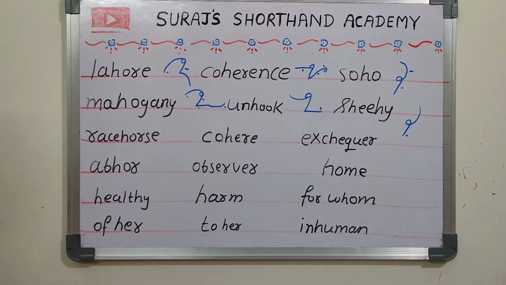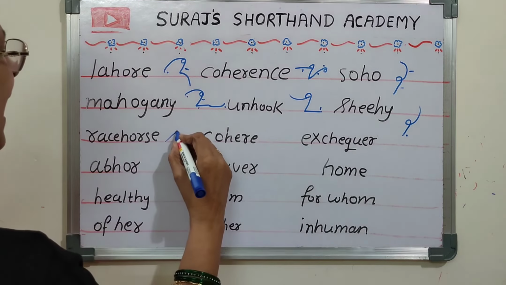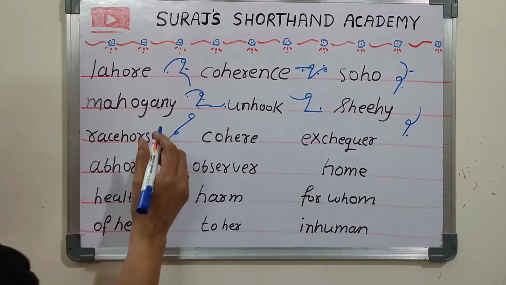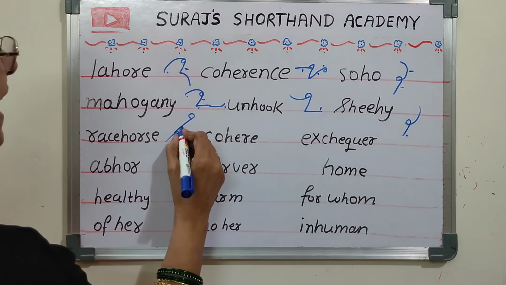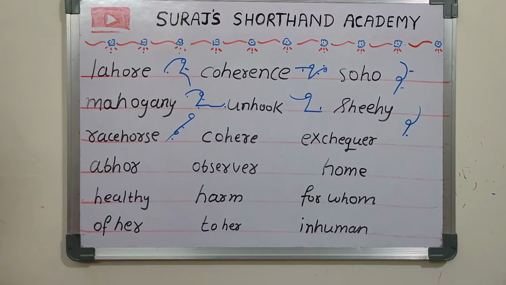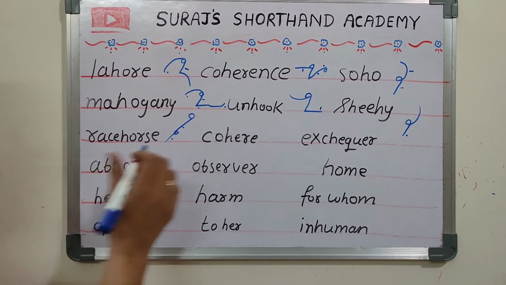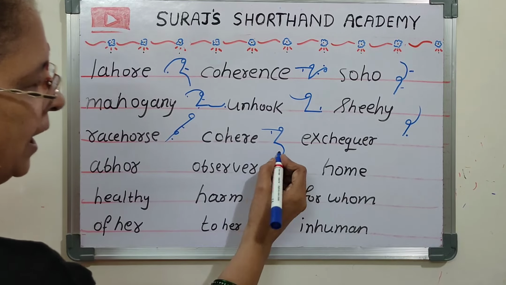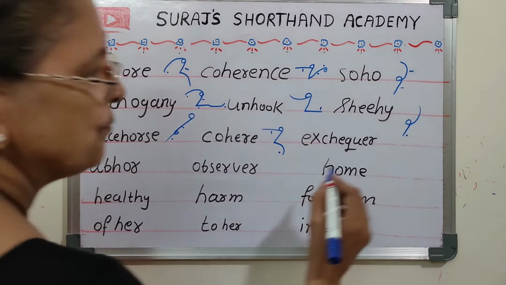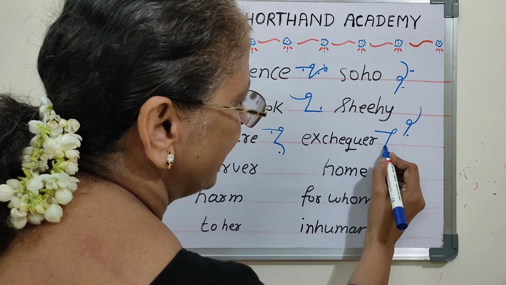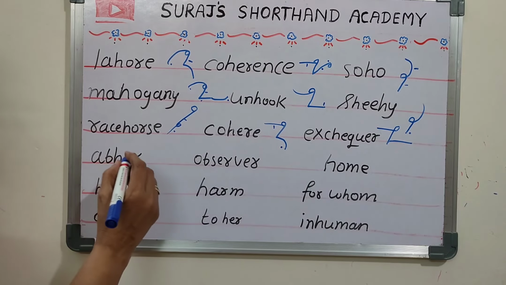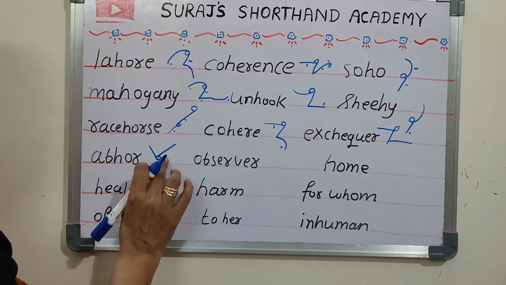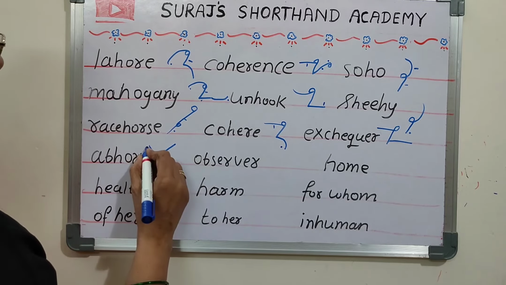Now race, horse. Race is upward. And horse. Now here, this is race, and this is H, O, R, upward. Race, horse. Cohere, co, he, r. Cohere. Exchequer. Only B and H upward R. Upward H also there, upward R also there. For.